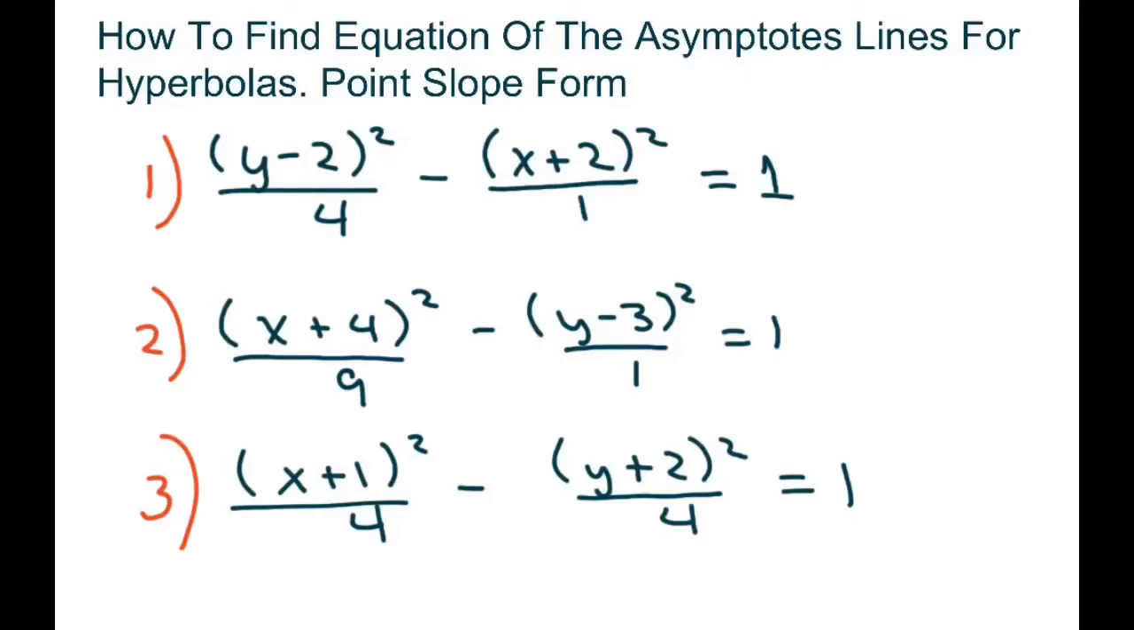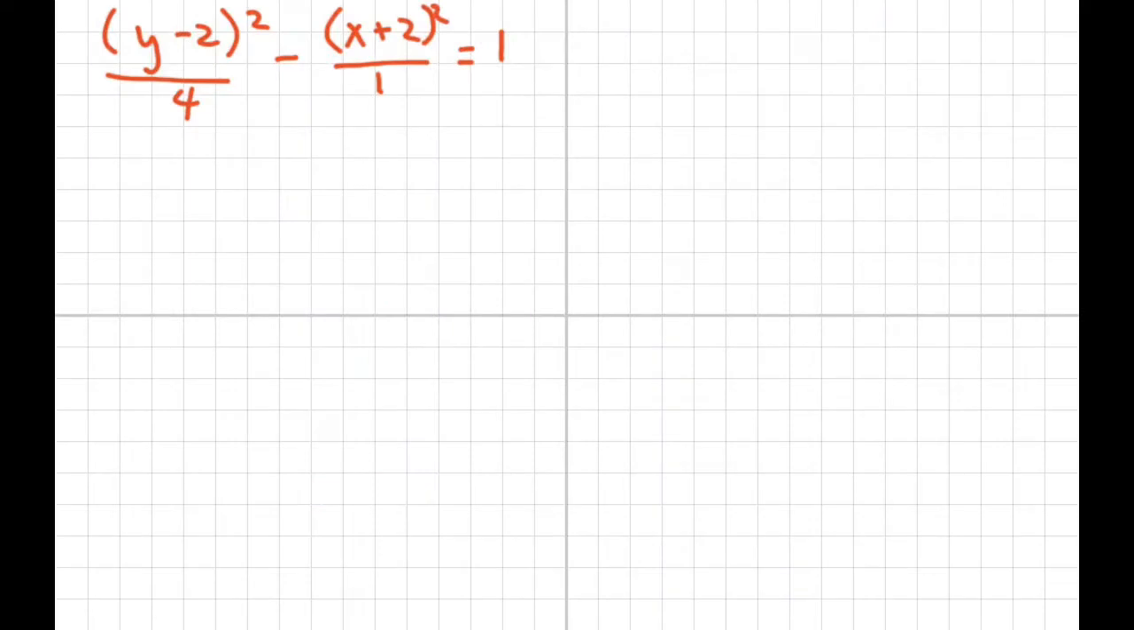Hi everyone, we're going to find the equation of asymptote lines for hyperbolas, and we're going to use point slope form and basically use the centers. I'm assuming that you already know how to graph these once you do this a lot, so this is just an idea for your asymptote lines. I'm going to go ahead and graph these so you can get a better idea of how to get the asymptote lines. So I'm doing these three problems.